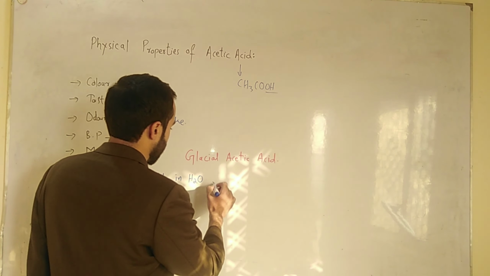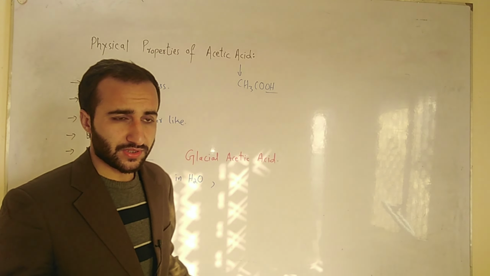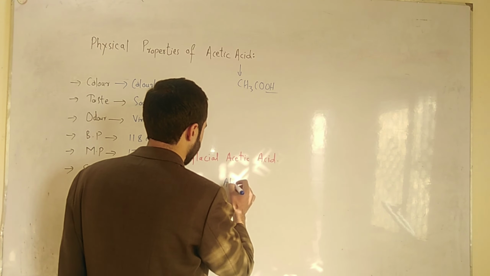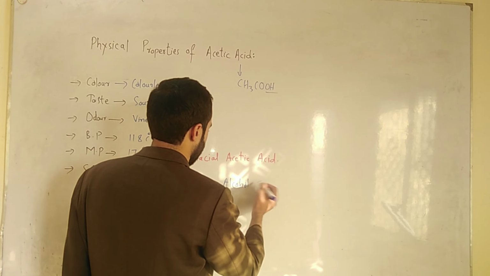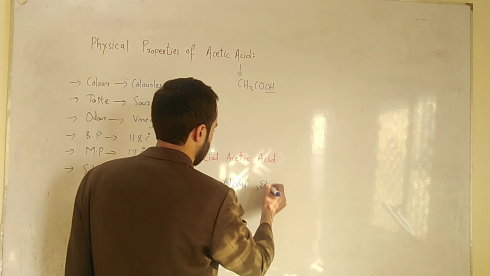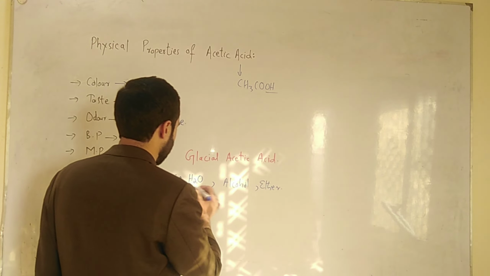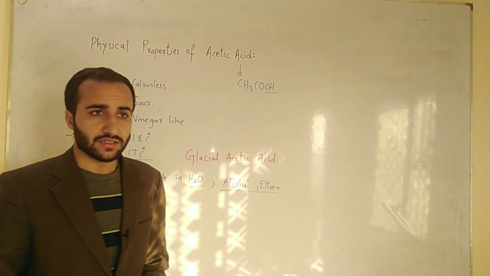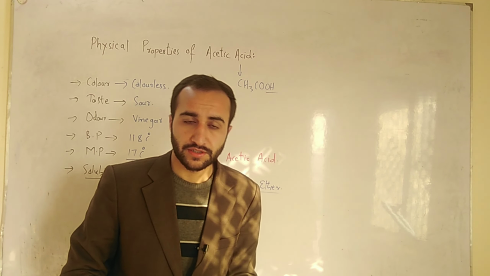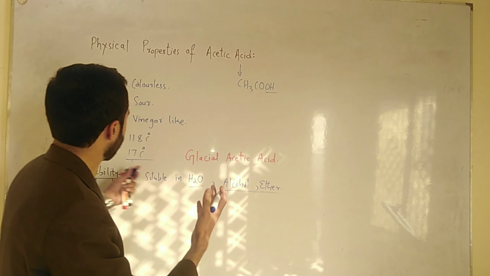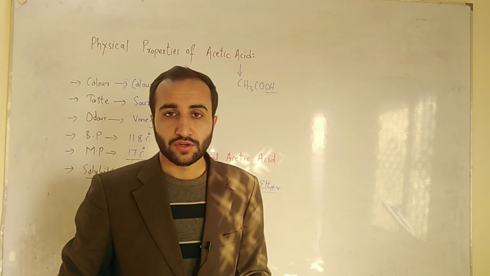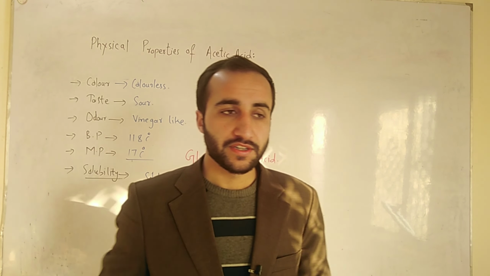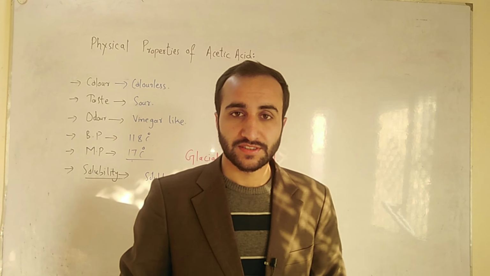It is soluble in water, and it is also soluble in organic solvents, for example in alcohol and ether. So acetic acid is soluble in water as well as in ether and alcohol, just because of the formation of hydrogen bonding. So these were the physical properties of acetic acid. I hope that you have cleared the idea of the physical properties of acetic acid. Thank you so much.